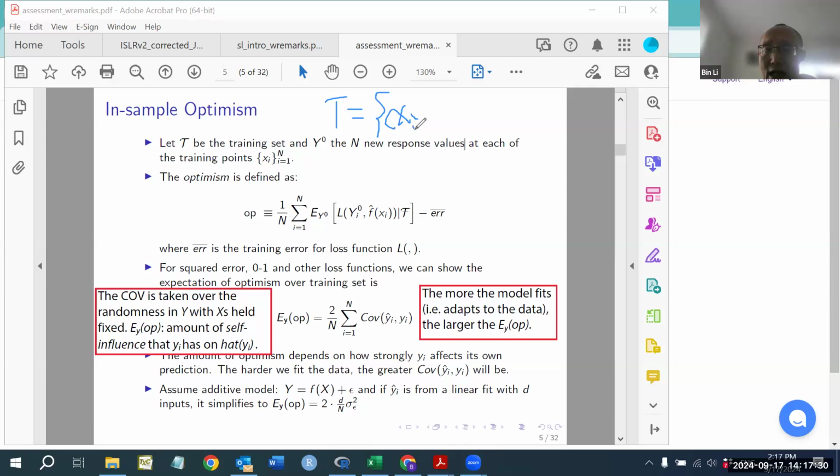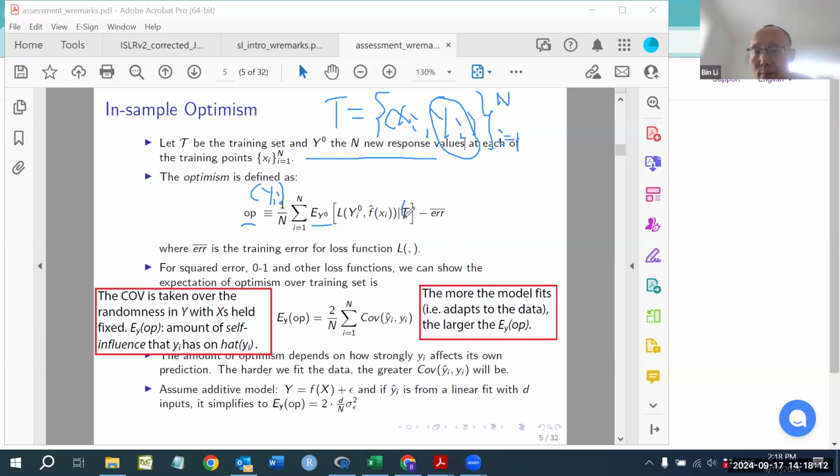As (xi, yi), for i from 1 through n, let's say the training set has n observations. So what is the random part in the training set? The random part is yi. So this is also random. So that's why this optimism is a function of yi. It's taking the expected value not over yi, but over y0. Y0 is the new response value to evaluate its performance.